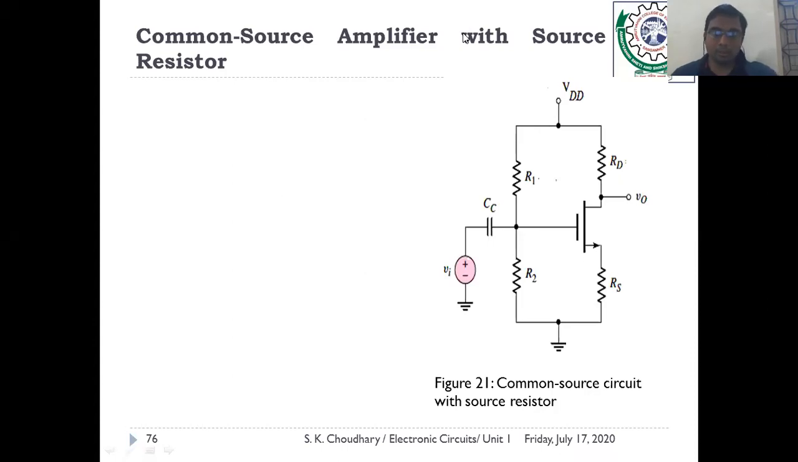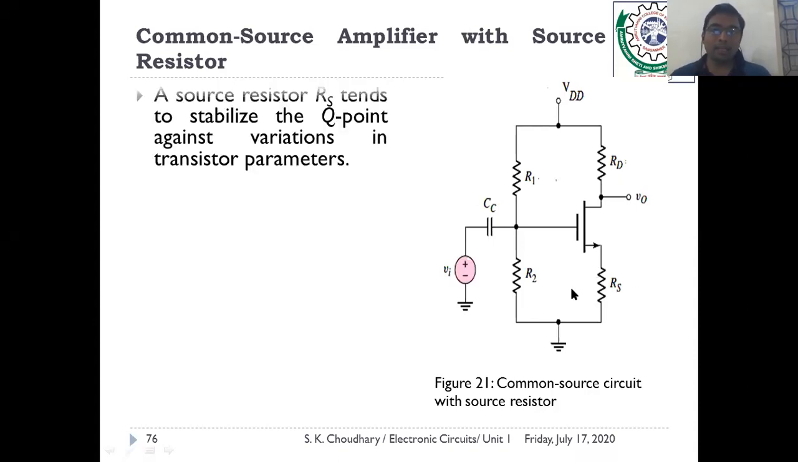So here you can see the difference: why do we have RS here? So, a source resistor RS. Why have we connected the RS here, and what is the purpose of this RS? RS would increase the stability of the Q point, because the Q point depends upon the transistor parameters.